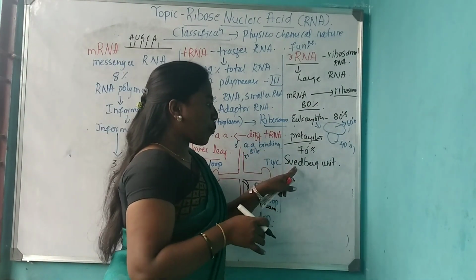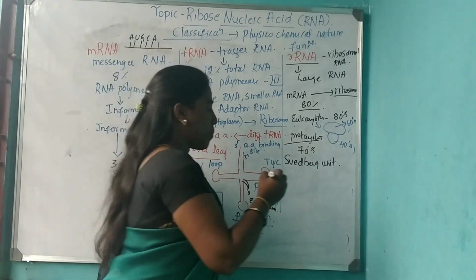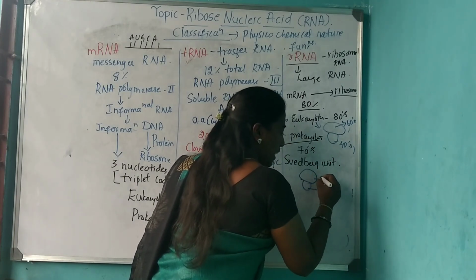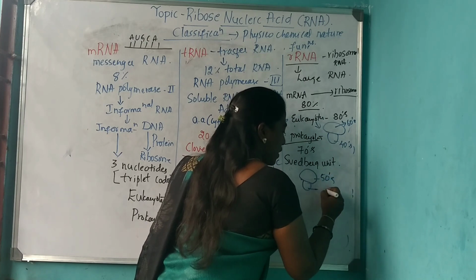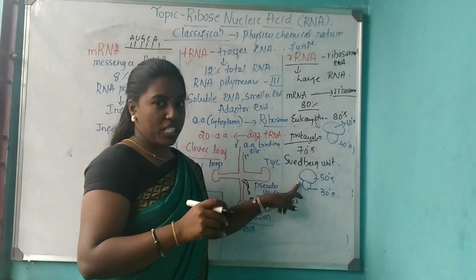Then next, coming to the prokaryotes. What type of ribosome do they have? That is 70S type. So the large unit and the small unit. Here the large unit will have 50S type and the small unit will have 30S type. Okay. So you have understood the meaning of S, I think.